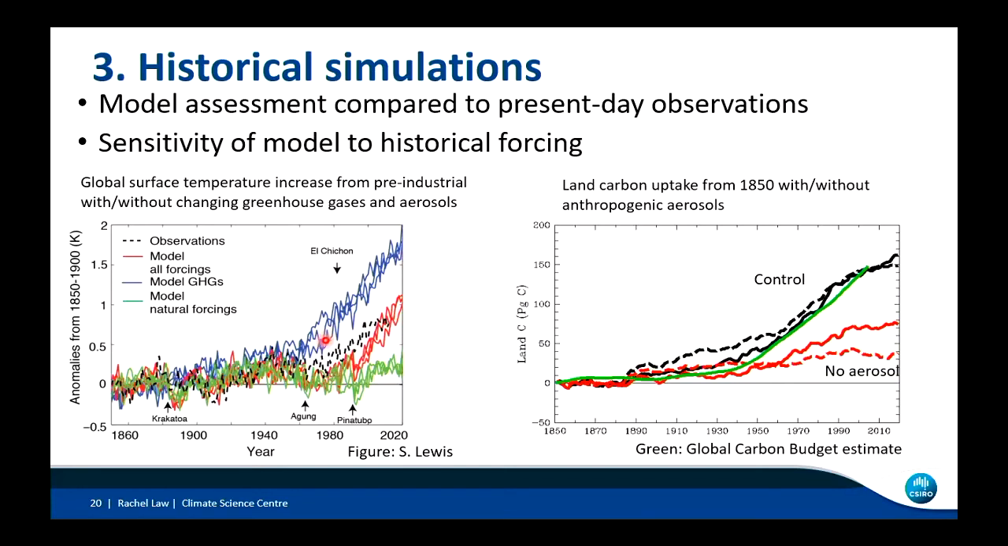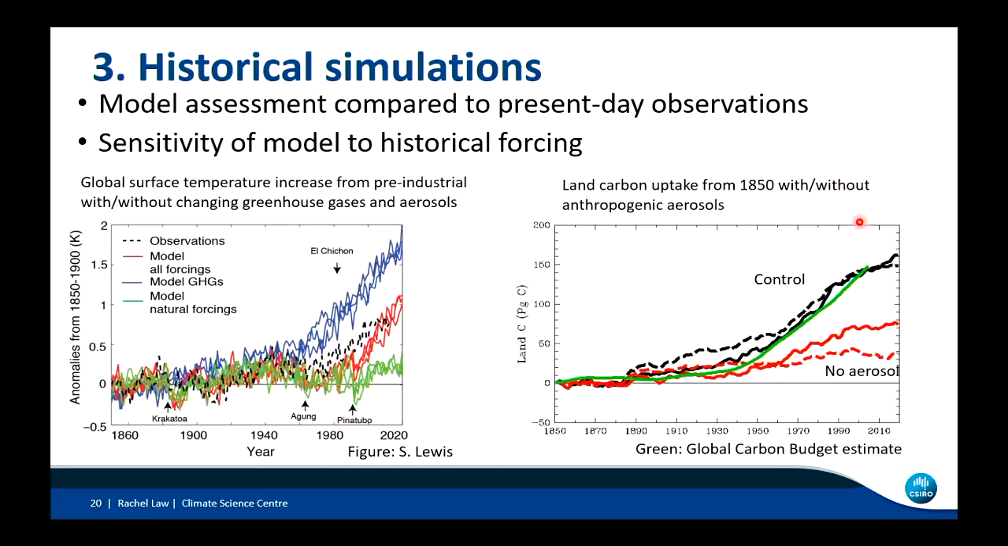If you're running with greenhouse gases alone, you'd be a whole lot warmer. In fact, where this red lies a little bit below the black dashed line, this is probably where the aerosols are doing too much cooling. Also here you see the major volcanoes have been marked. We know that that's going to have a temperature impact on the system.